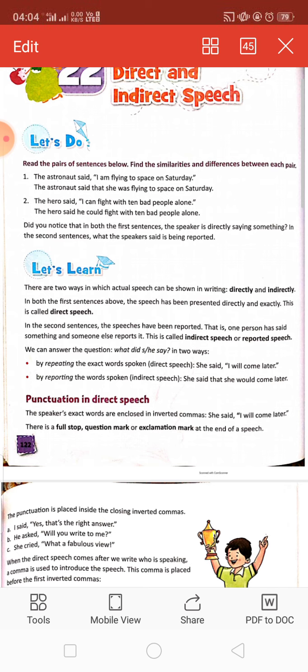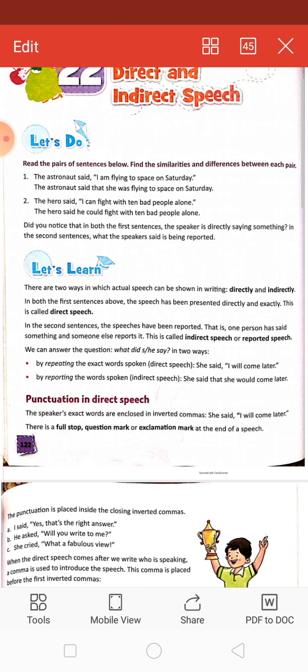Here, I am flying to space on Saturday, it is in present tense. But when we are telling, then I is becoming she, am is becoming was. Because when the astronaut is telling, that will be in present tense. But when we are stating the same sentence to another person, it will be past because it happened.